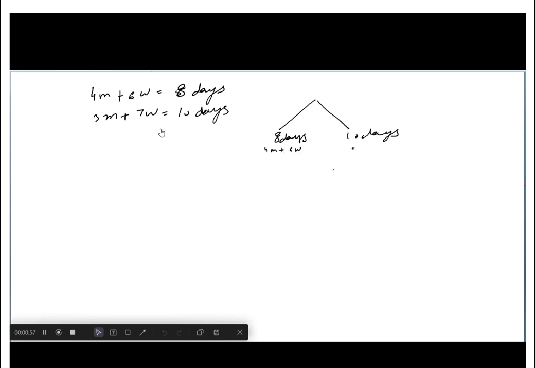8 days taken by the 4 men and 6 women, and 10 days taken by the 3 men plus 7 women. So the LCM of that will be 40. So the efficiency of 4 men plus 6 women will be 5 and 4. So efficiency can be compared.